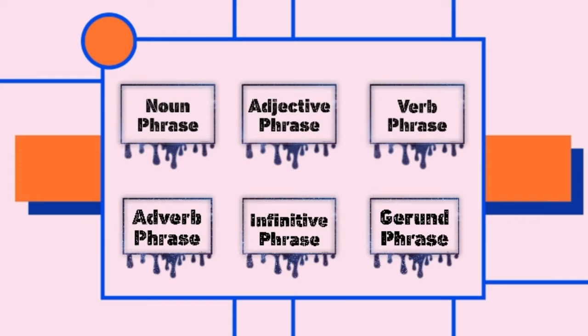Today, I want to present the summary materials of Intermediate English Grammar, which is taught by Miss Lilik Istiqomah. There are 6 materials that I would like to present to you. There are noun phrase, adjective phrase, verb phrase, adverb phrase, infinitive phrase, and gerund phrase. Okay, without any further ado, let's go to the first material.